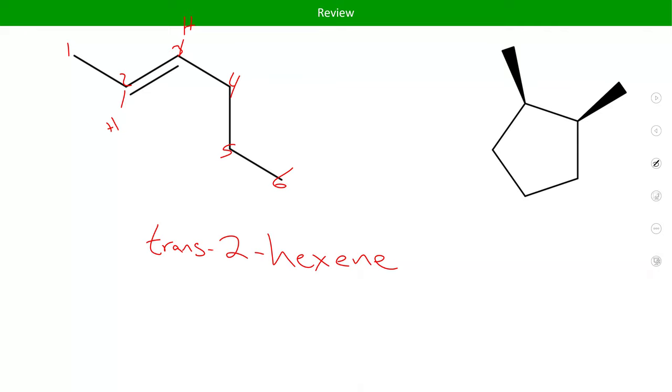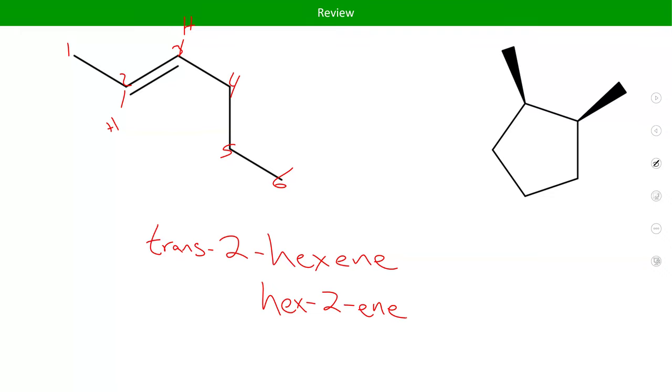Sometimes you'll also see it with the 2 in front of the hex, which is the more traditional way. Lately, and I say lately, but in the last 10 years, IUPAC has started recommending that you embed these numbers in the parent molecule. So instead of 2-hexene, you could say hex-2-ene. That's technically more correct, but it doesn't roll off the tongue as well. So either of these will be accepted.